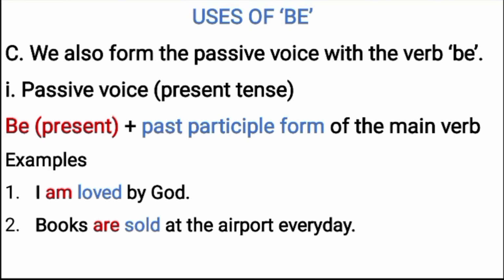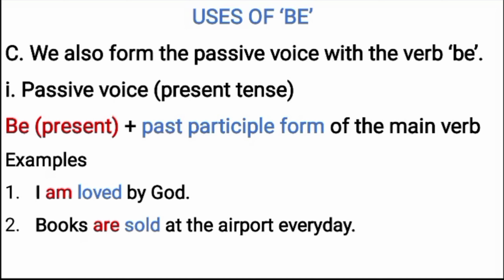We also form the passive voice with the auxiliary verb be. Let's take a look at the passive voice in the present tense. The form of the passive voice in the present tense is the present form of the verb be plus the past participle form of the main verb. For example, 1. I am loved by God. We have am, which is the present form of the verb be, plus the past participle form of the main verb, which is loved.